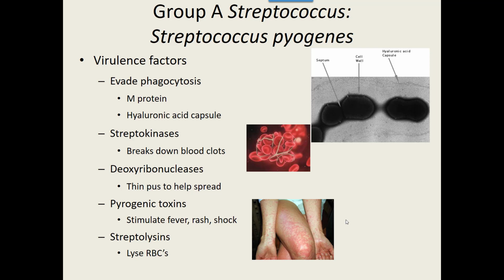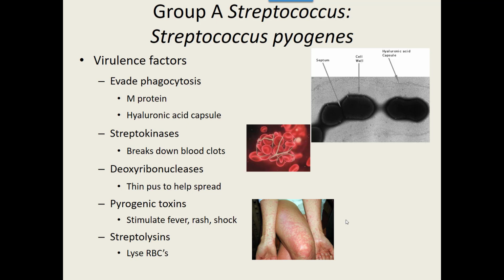It also has a capsule, so it can hide itself so that our immune system doesn't recognize it and can't ingest it right away. It has enzymes called streptokinases. They help break down blood clots, so it can help spread the bacteria throughout other tissues in the body. It has deoxyribonucleases, which, if you're thinking, where have I heard that before, DNA is deoxyribonucleic acid. This is an enzyme that breaks apart DNA, specifically in white blood cells. It helps decrease the firmness of pus. It helps the bacteria spread easier.